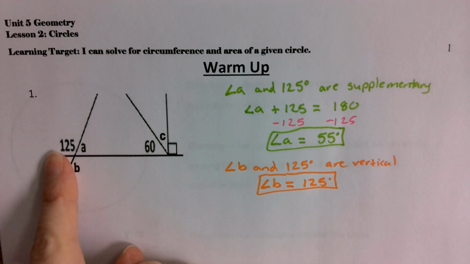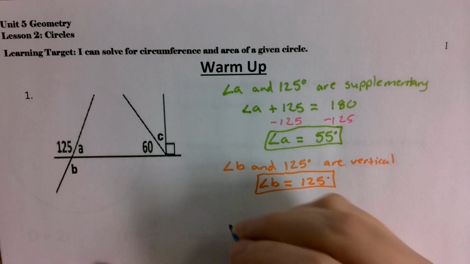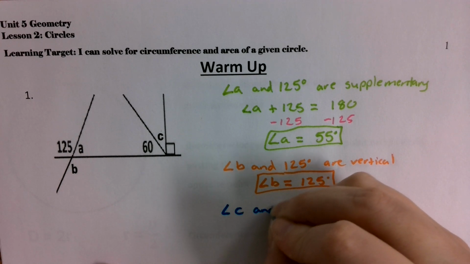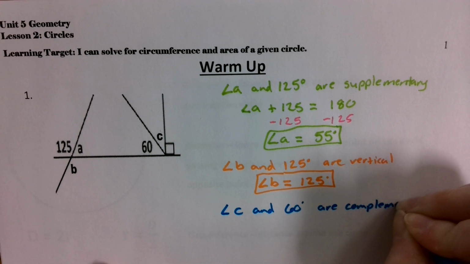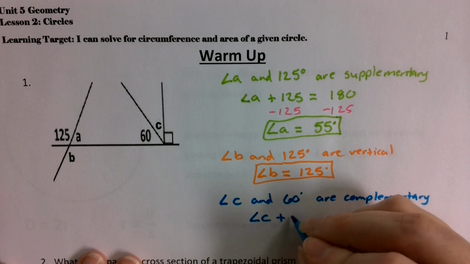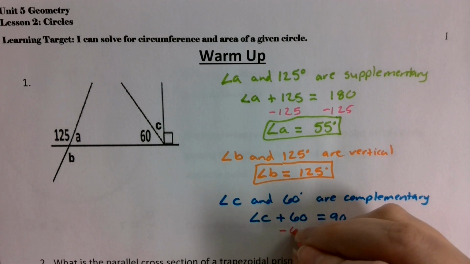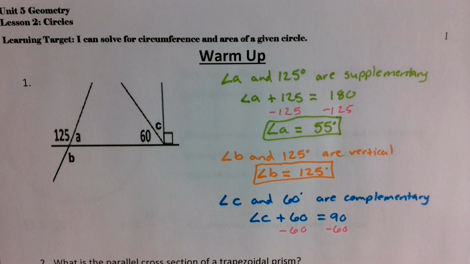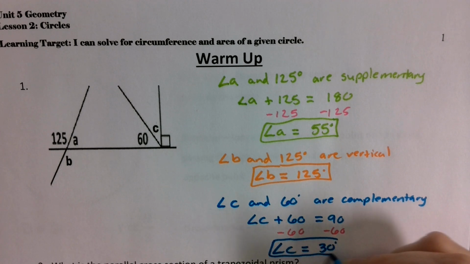Okay, and then what about angle C? Angle C doesn't have a relationship to 125, but it does have a relationship with the 60. What is the relationship that angle C and 60 degrees have? Jeffrey? Complementary. So angle C and 60 degrees are complementary angles, which means that when we combine them together, they're going to equal 90 degrees. So angle C plus 60 is equal to 90 degrees. Again, we can just do the inverse operation of subtraction, and we get that angle C is going to be equal to 30 degrees. Okay?